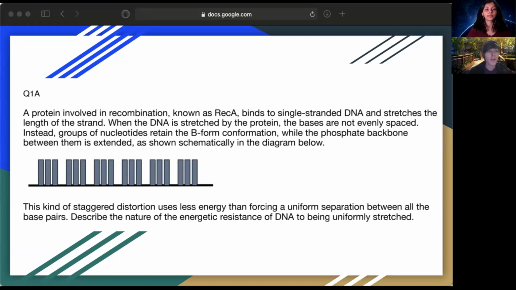So question 1A: a protein involved in recombination known as Rec-A binds to single-stranded DNA and stretches the length of the strand. When the DNA is stretched by the protein, the bases are not evenly spaced. Instead, groups of nucleotides retain the B conformation while the phosphate backbone between them is extended, as shown schematically in the diagram below. While this kind of staggered distortion uses less energy than forcing a uniform separation between all of the base pairs, describe the nature of the energetic resistance of the DNA to being uniformly stretched.